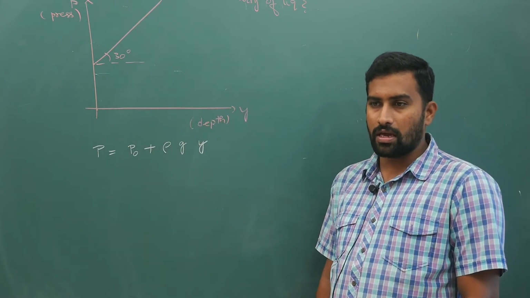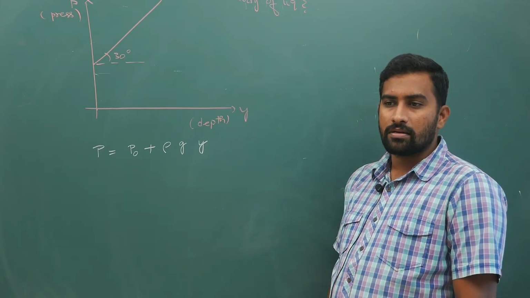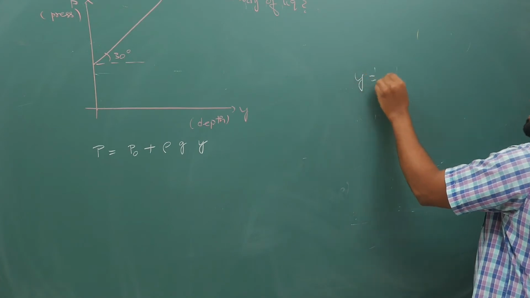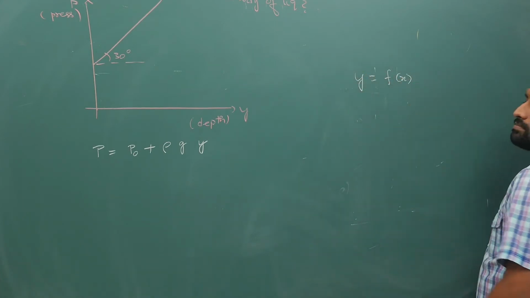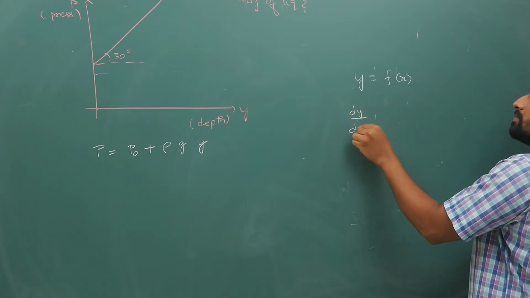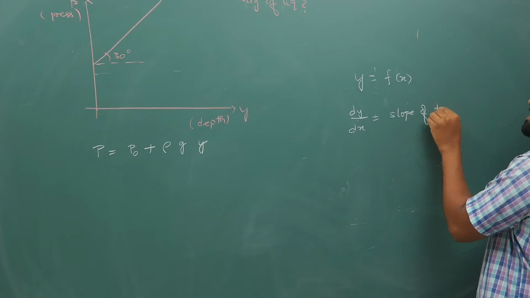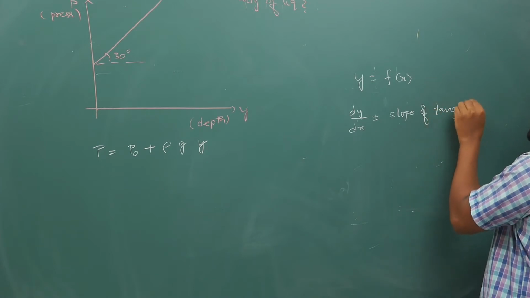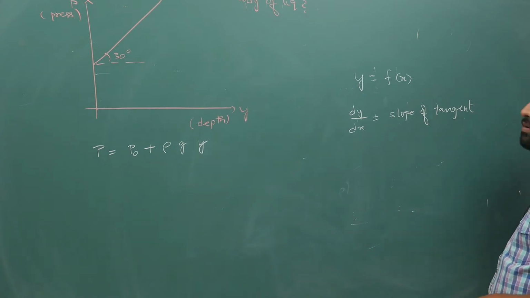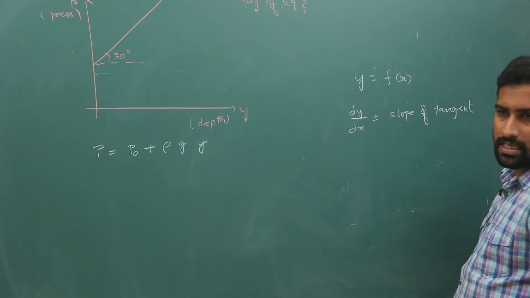The slope. For a general figure, slope is given by its derivative. For a function y equal to f of x, dy by dx gives you the slope of the tangent to the curve. Now for a straight line, the tangent is anyhow going to be the same.